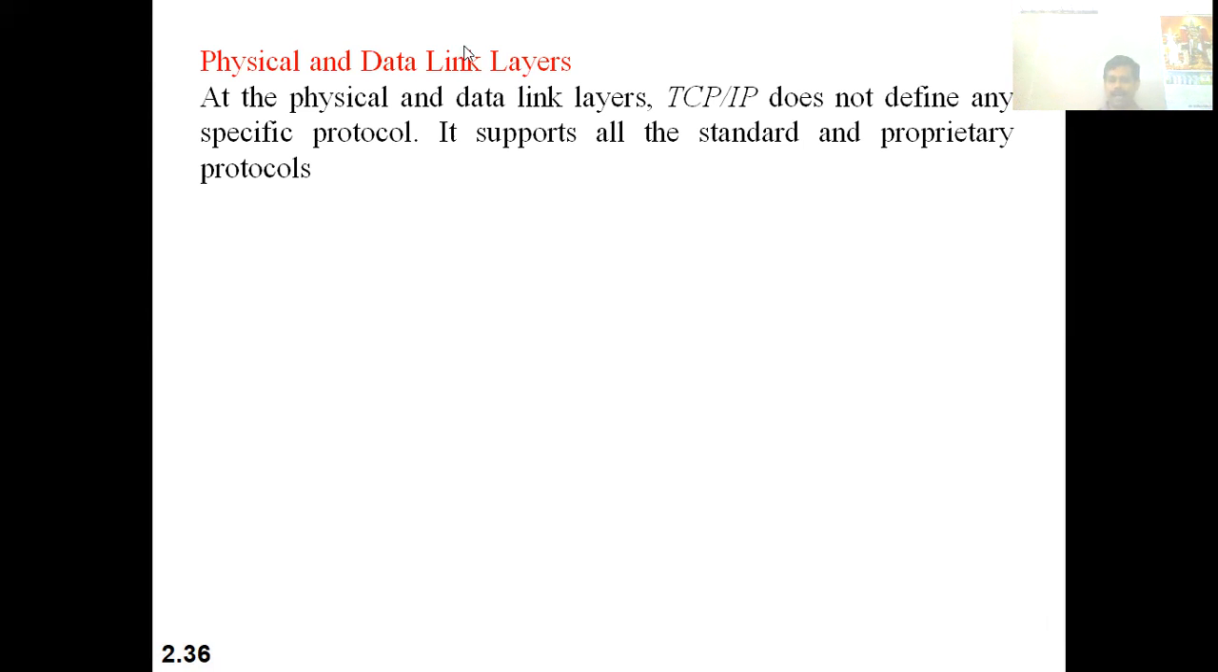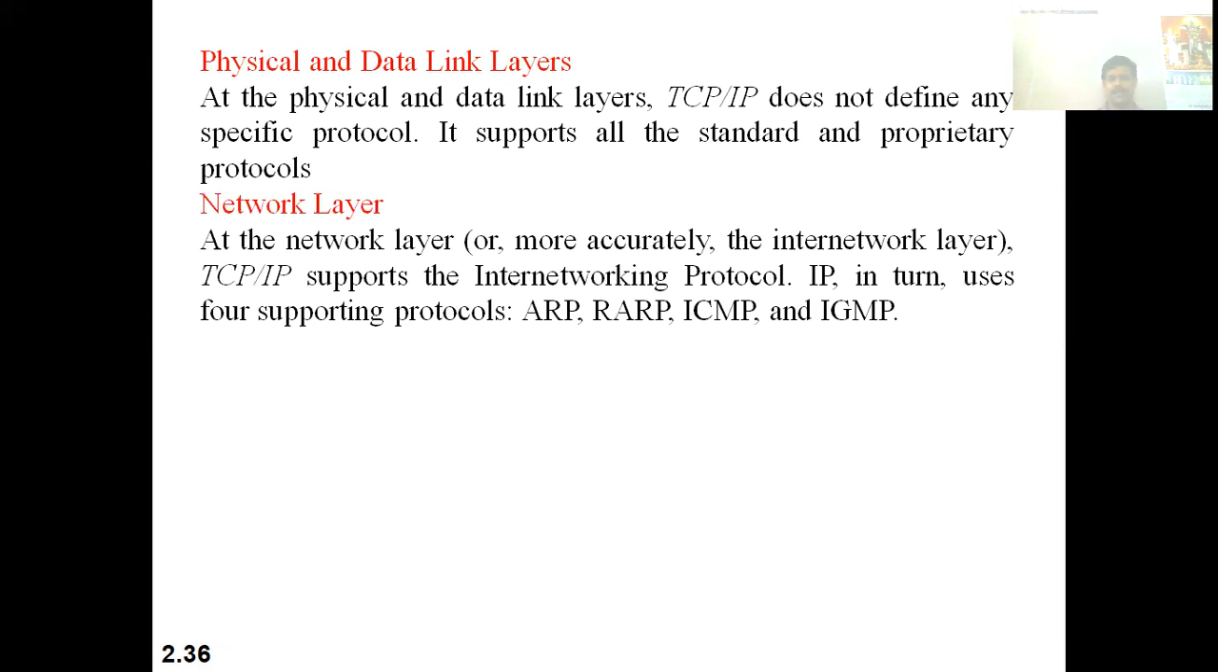Already I have explained the physical layer. Here the physical layer and data link layer we are calling the host to network layer. In the host to network layer, we are not mentioning any specific protocol. It supports all the standard protocols. Next one is the network layer. In the network layer, it is supporting ARP, RARP, ICMP, and IGMP.